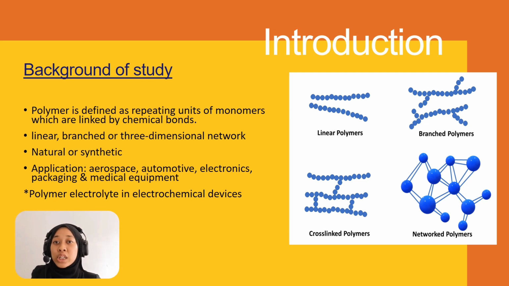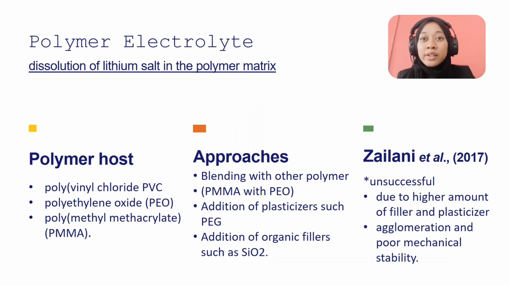This review focuses on the use of polymer as an electrolyte in electrochemical devices. Thus, several approaches have been carried out to improve the adhesion between the electrode and electrolyte. For example, the blending of PMMA with other polymers such as polyethylene oxide (PEO), the addition of plasticizers such as polyethylene glycol (PEG), and the addition of organic fillers such as silicon dioxide. Unfortunately, according to Zelanis in 2017, these modifications were unsuccessful due to agglomeration and poor mechanical stability due to a higher amount of filler and plasticizer respectively.